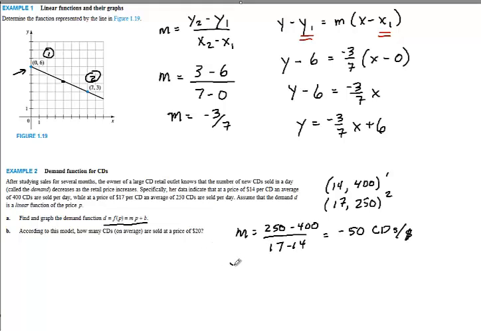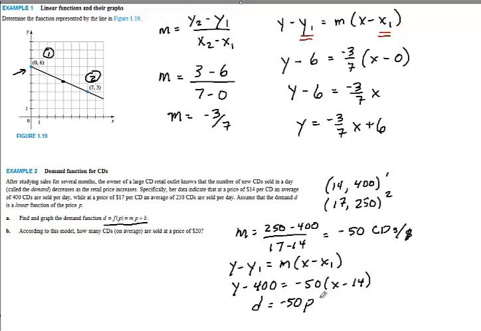Next, I'm going to put this into an equation, and I'll use that same equation that I used above: y minus y1 equals m times x minus x1. I get to choose a point. I'll just choose point 1. Y minus 400 equals negative 50 times x minus 14. Crunching those numbers, I'll get that the demand, or y, equals negative 50 times the price, or x, plus 1100.